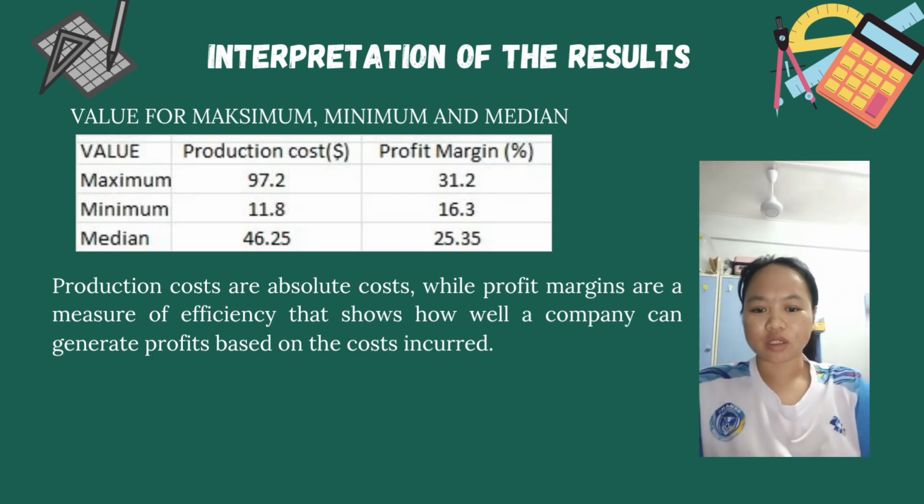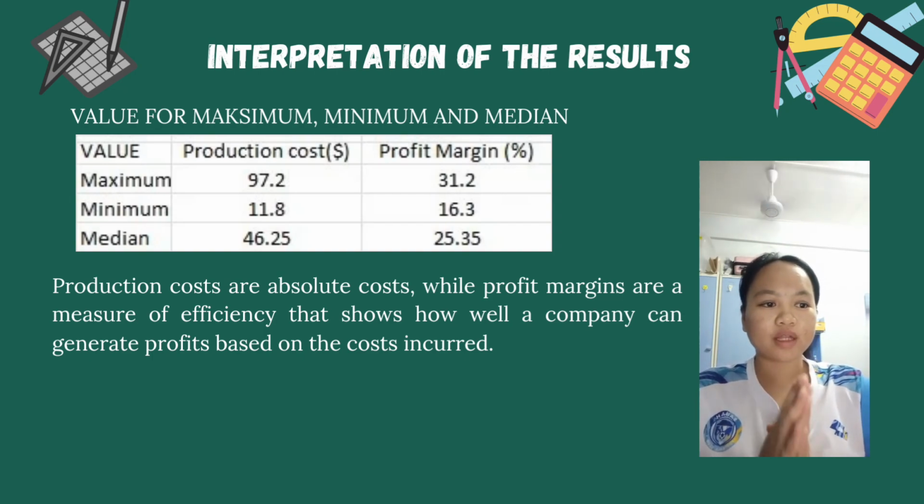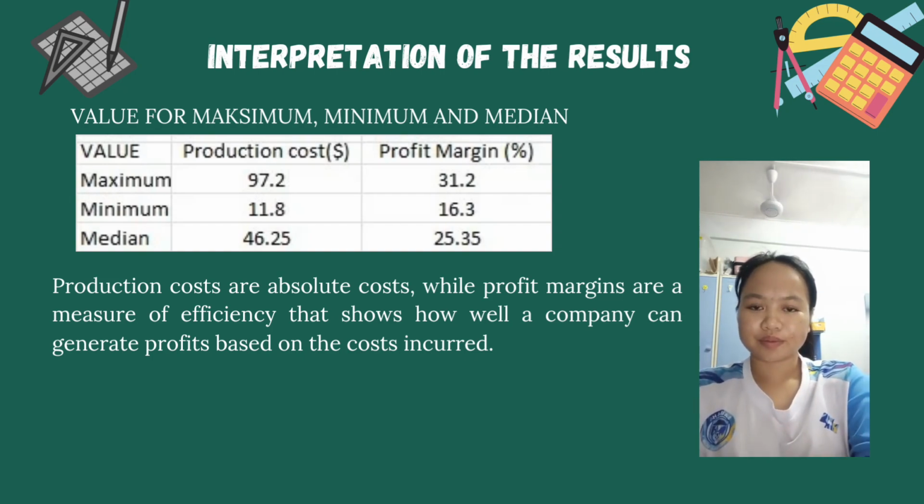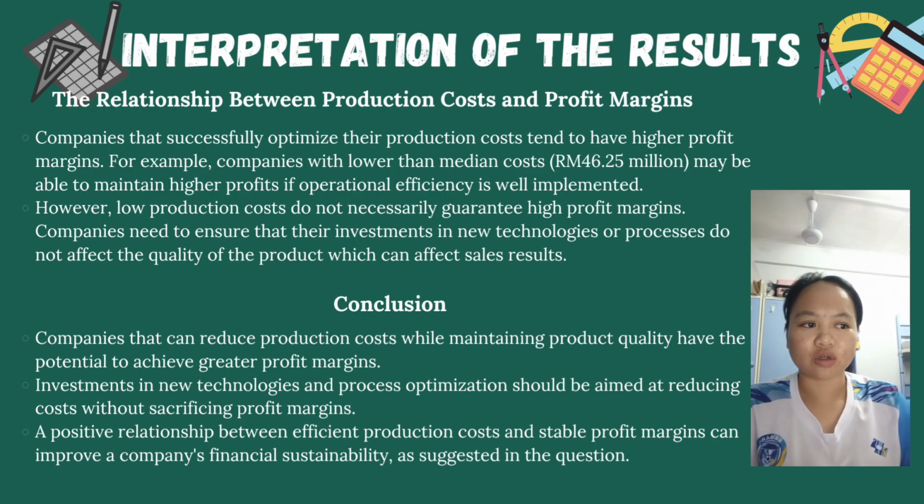Production cost is an obsolete cost, while profit margin is a measure of efficiency that shows how well a company can generate profit based on the cost incurred. The relationship between production cost and profit margin: companies that successfully optimize their production costs tend to have higher profit margin.